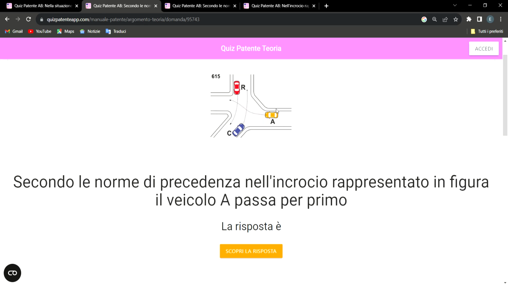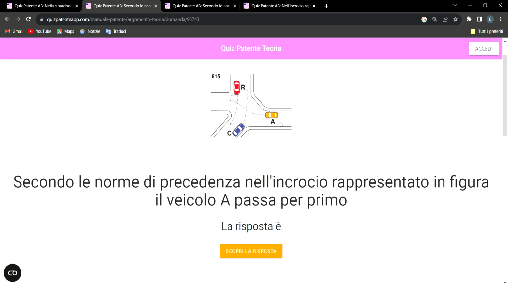Now let's go to vehicle A. If vehicle A wants to transit, it can't transit because the right hand side of vehicle A is occupied with vehicle R. Now let's go back to vehicle R. If vehicle R wants to transit, the right hand side of vehicle R is free because there is no vehicle coming from this side. Here is the right hand side of vehicle R. There is no vehicle coming from this side. But in the situation of vehicle C, there is a vehicle coming from the right hand side, which is vehicle A, and for that reason it cannot transit.